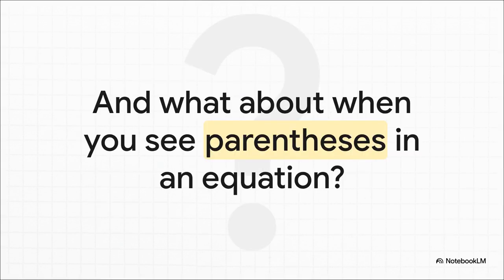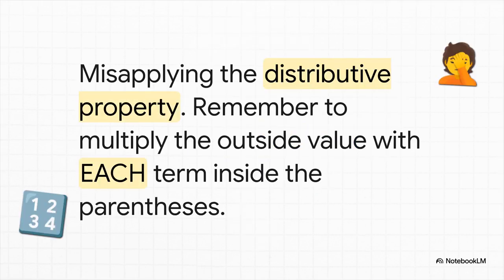Okay, here's another thing that can cause some trouble: parentheses. You know, when you have a number sitting right outside a set of them, what's the deal there? The trap here is messing up the distributive property. It's so easy to just multiply that outside number by the first thing inside the parentheses and call it a day. But you have to remember to share the love. You've got to multiply it by every single term inside. Forgetting to do that is one of the biggest reasons people get the wrong answer.